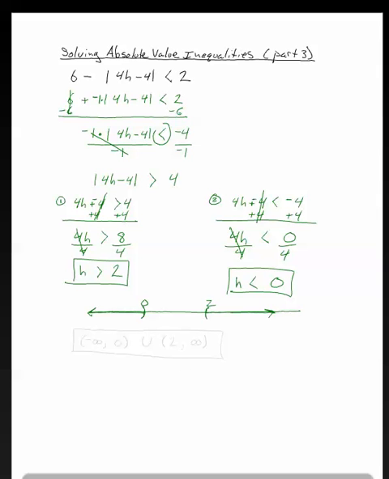Now remember, if we want to bridge this gap here, we're going to have to use a union. So my first interval goes from negative infinity up to 0. We want to bridge that gap with a union, and then we continue from 2 to infinity. And there's our solution.